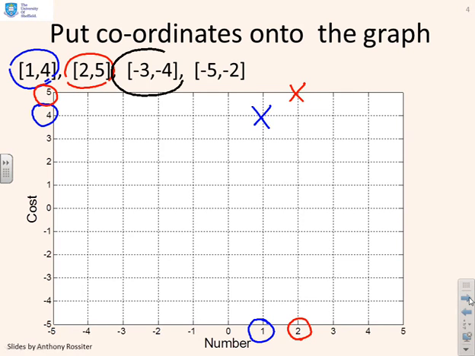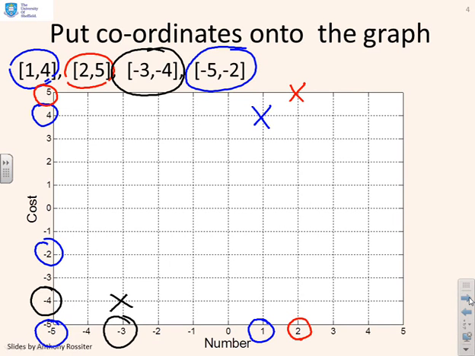What about -3, -4? Well, -3 comes first, so I take -3 on the horizontal axis, -4 on the vertical axis, and that gives me this point here. And I'll have to go back to blue because I've only got 3 colours for the last one. -5, -2. So I take -5 on the horizontal axis, -2 on the vertical axis, and that gives me a point just there. So there's my 4 points.